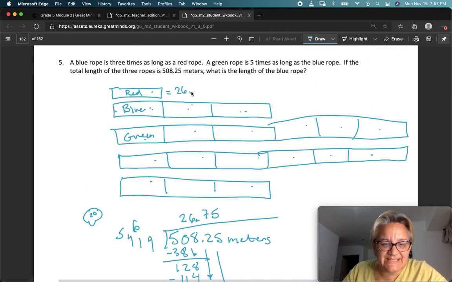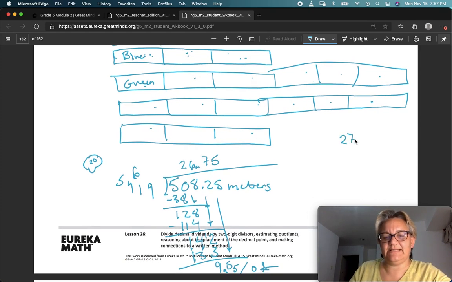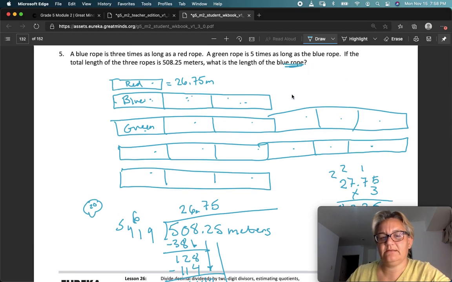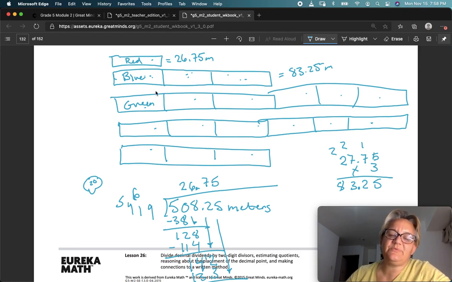red is 26 and 75 meters, okay? But the blue one, which is what they're asking about, is 3 times that. So let's take this number times 3, 26.75 times 3. Oops. One is 21, 22, carry the 2, 21, 22, 23, carry the 2, 6, 7, 8, and then that would equal 83.25.